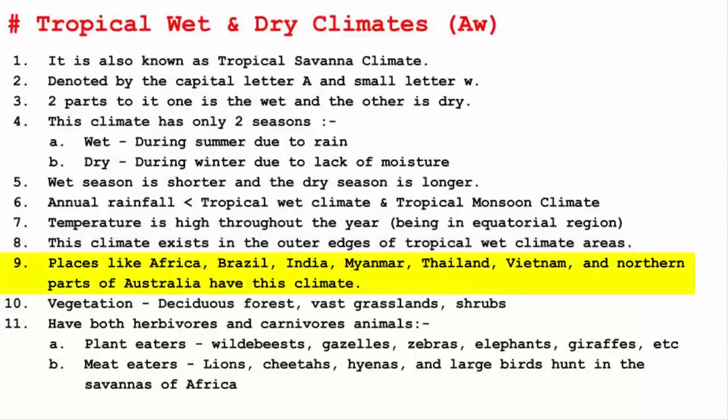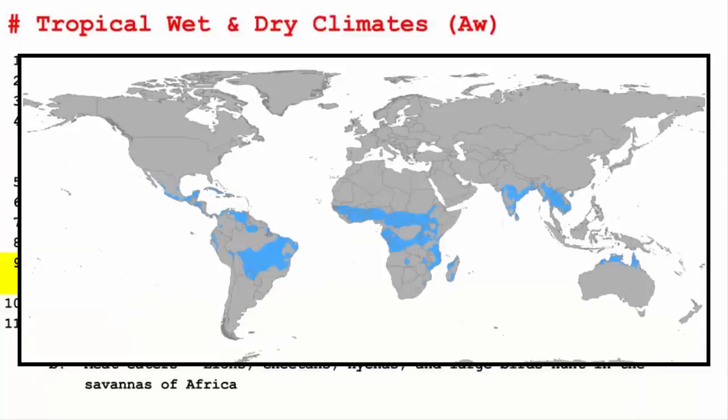Now let's look at the places on a world map where we will find tropical wet and dry climate. They are found in Africa, Brazil, India, Myanmar, Thailand, Vietnam, and northern parts of Australia.